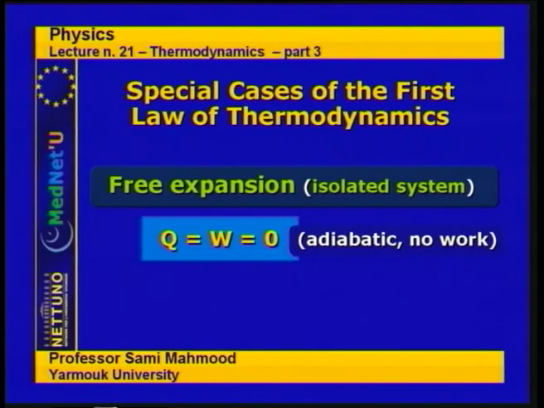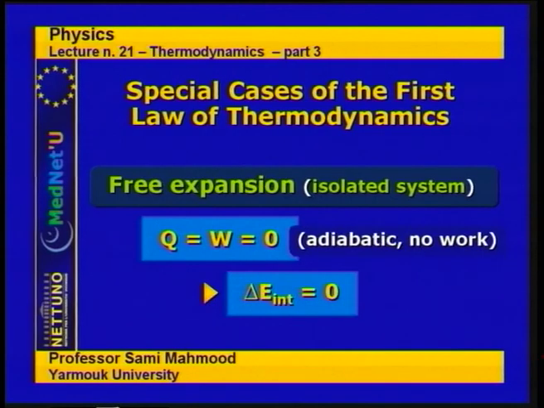The other example of the special cases of the first law of thermodynamics is the free expansion of gases. If we have a gas enclosed in a container and it expands freely, and if the process is adiabatic, which means that the system is insulated, there is no heat added or absorbed or transferred, and the system does not do any work. So in this case, Q is equal to 0 and W is equal to 0. And from the first law of thermodynamics, then delta E internal is equal to 0.